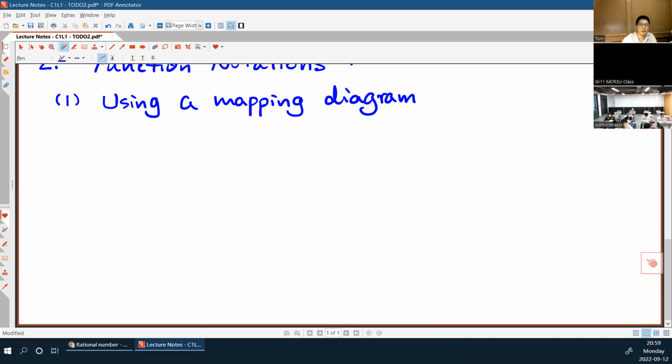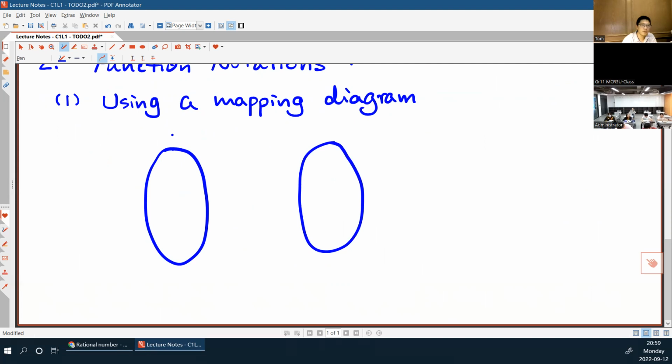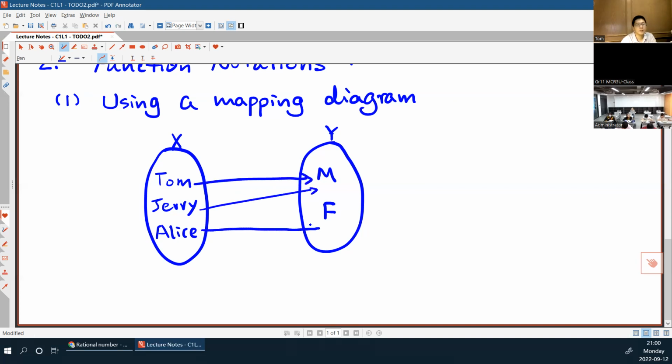Okay, so what is a mapping diagram? A mapping diagram has such important elements. First of all, the domain, for example, a set X. Next, a range, for example, set Y. And in X, for example, we have, let's say, Tom, Jerry, Alice, 3 elements. Okay, and for any given element, there is a corresponding element that is a map of the element in X. For example, male, female. Okay, Tom is mapped to male, Jerry is mapped to male, Alice is mapped to female. This type of notation is called a mapping diagram, and you can also give the mapping a name, for example, F.